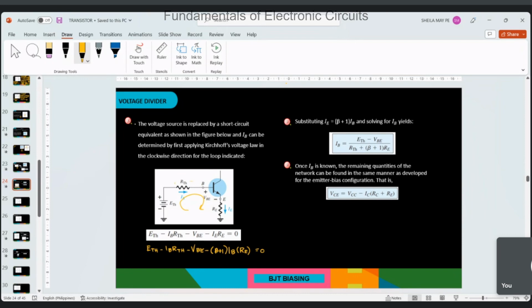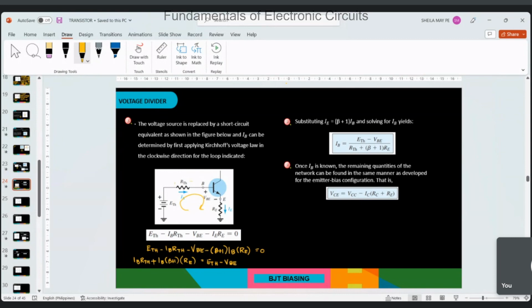Yes, miss. Okay. Now from that, atong gi transpose any term nga nay IB to the other side of the equation. So that's IBRTH minus IB beta plus 1 RE equal to ETH minus VBE. Okay, muna na siya class.